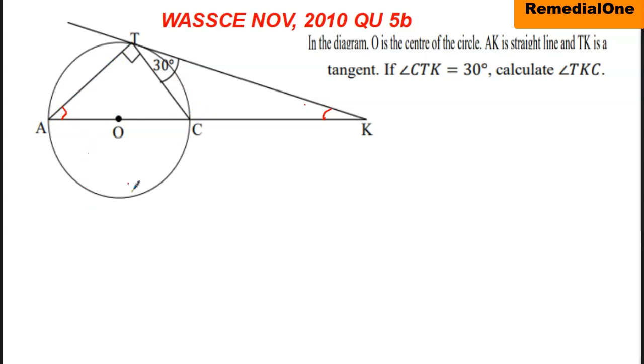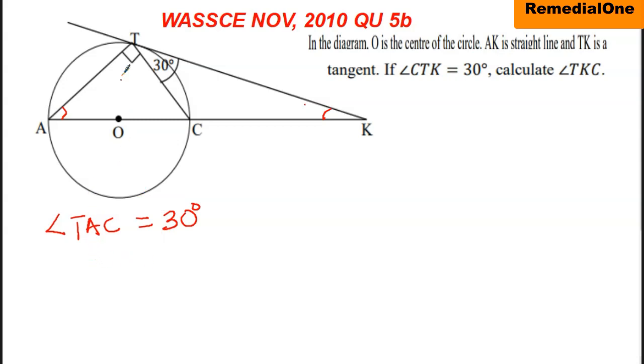So we can say that angle TAC is 30 degrees, and the reason being that the angle between the tangent and the segment is the same as the angle formed when you extend the ends of that segment. And you have to give the reason.